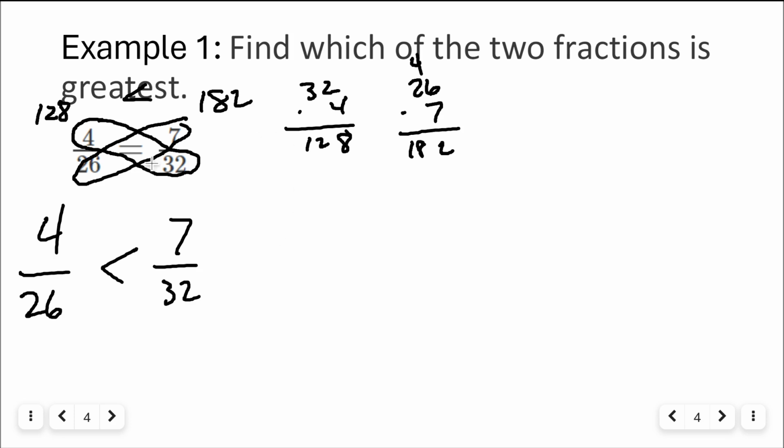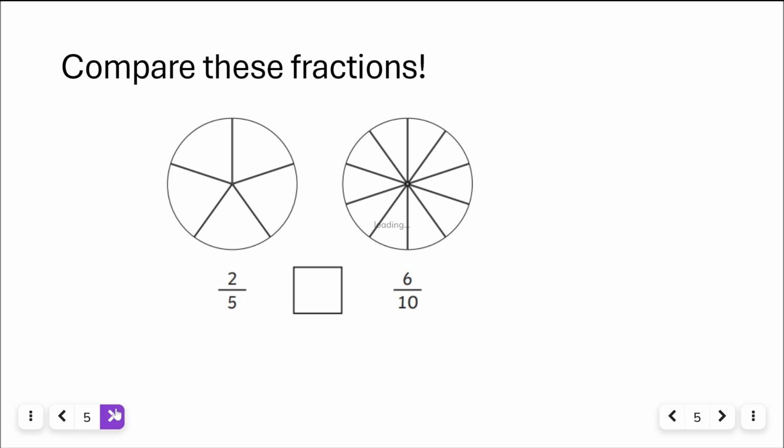The biggest thing you've got to remember is to write the number that you multiply in the right spot. So when you do 26 times 7, it goes over here with the 7 over 32 fraction. When you do the 32 times 4, 128 goes over here with the numerator of 4. So that's how we can use cross multiplying to figure out if one fraction is larger than another.